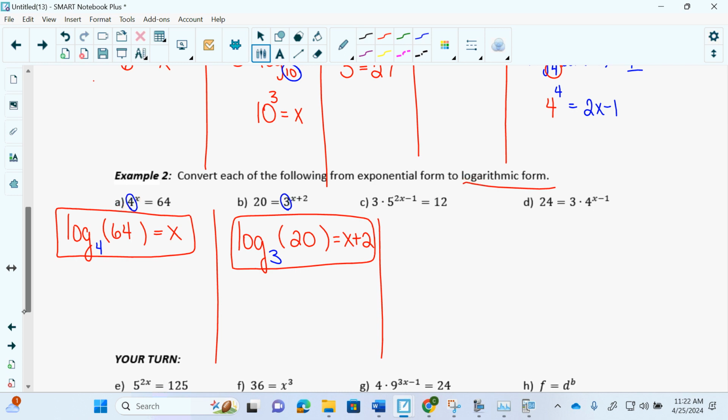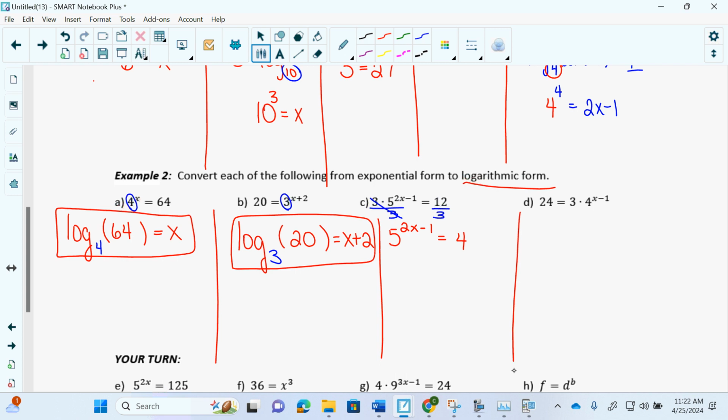So you will try and do that. What should you do instead? Divide the 3, just like you divided last time, right? You divide again. It's no different than the previous ones. So we're going to divide by 3. And I'm going to get 5 to the 2x minus 1 equals 4.